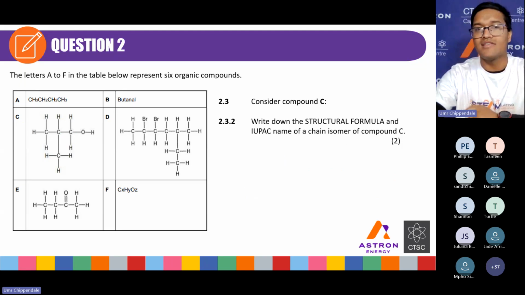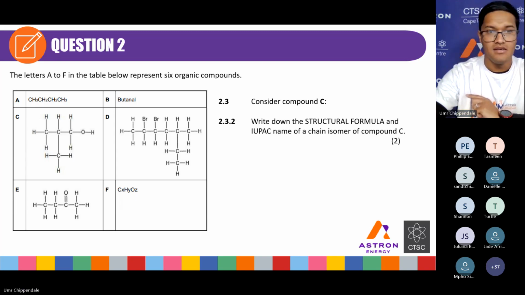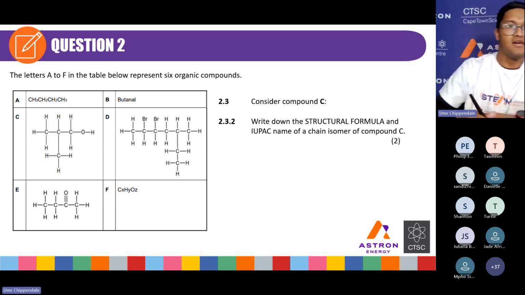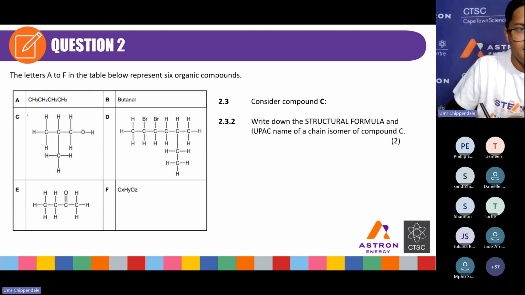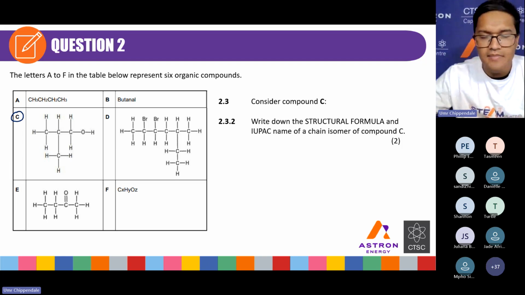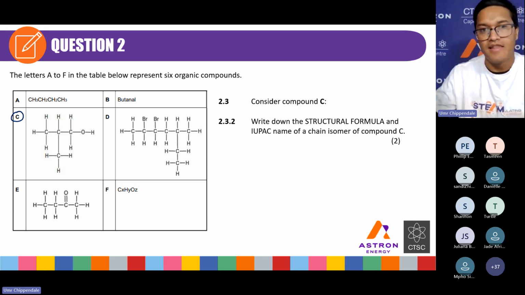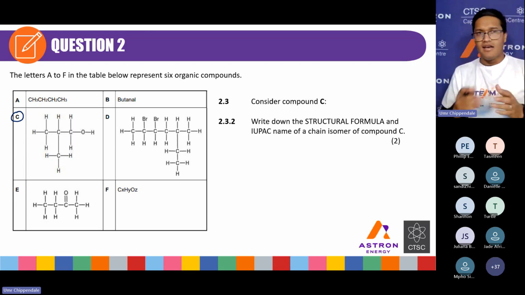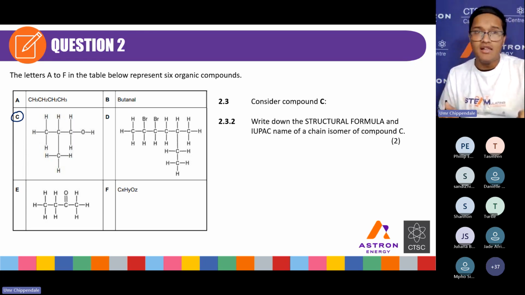2.3.2. Write down the structural formula and an IUPAC name of a chain isomer of compound C. So, okay, write down the structural formula and an IUPAC name of a chain isomer. All right, so that means here we have compound C. Now, remember, an isomer is when you have the same molecular formula, but then depending on what type of isomer, it could change as well. We just spoke about the functional isomer. That leaves two other isomers, which is your positional isomer, and the other one is your chain isomer.